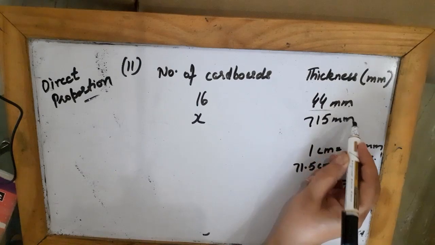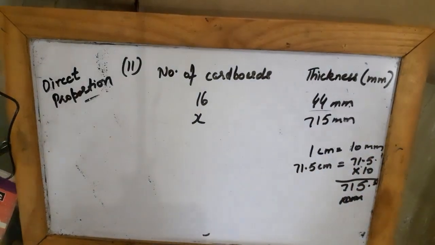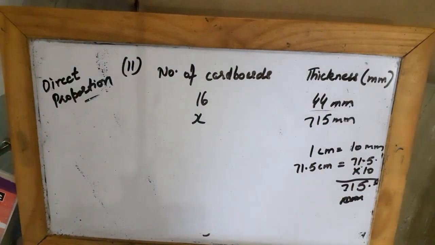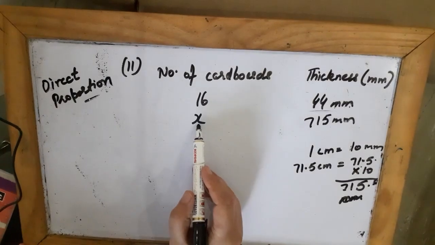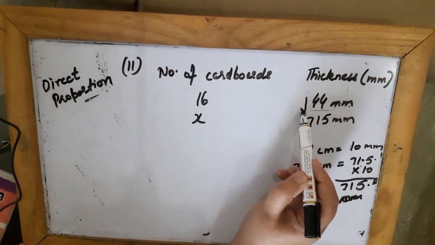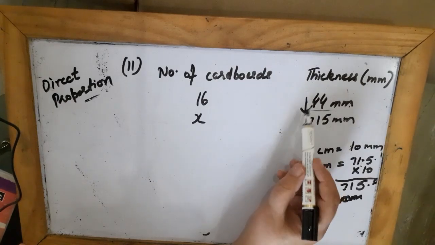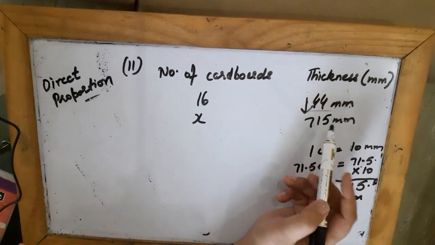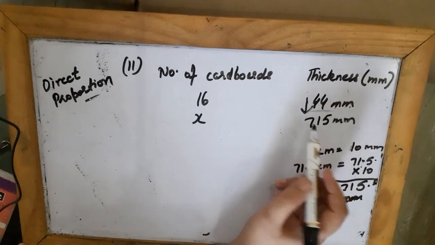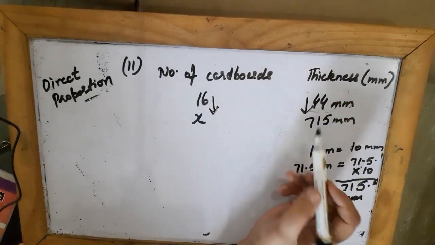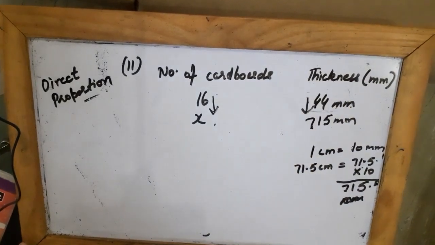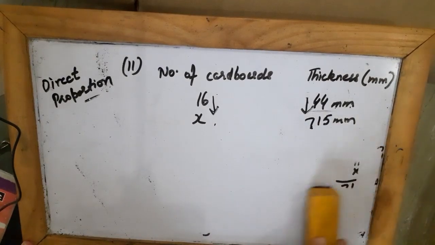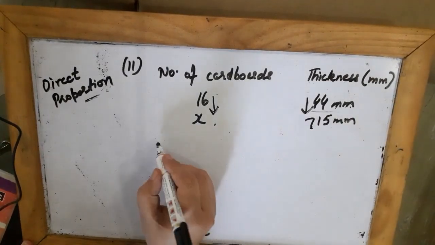715 millimeters. So question says कि अगर 16 कार्डबोर्ड्स हैं तो 44 millimeters उसकी thickness है, and if the thickness is 715 millimeters, it means how many cardboards are there. So as you can see, अगर ज़्यादा मोटा है ये, अब पाइल जो है ज़्यादा मोटी है, first it was 44, now it has become 715 millimeters. It means there are more number of cardboards, so more thickness and more cardboards will be there. So which proportion is this? This is direct proportion.